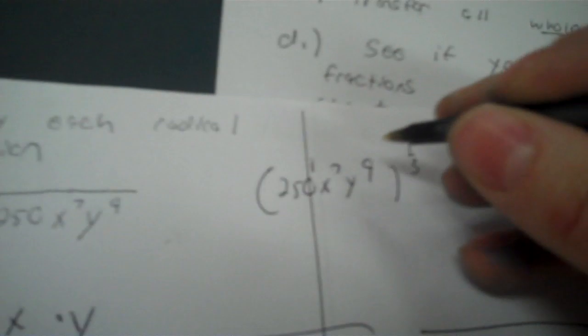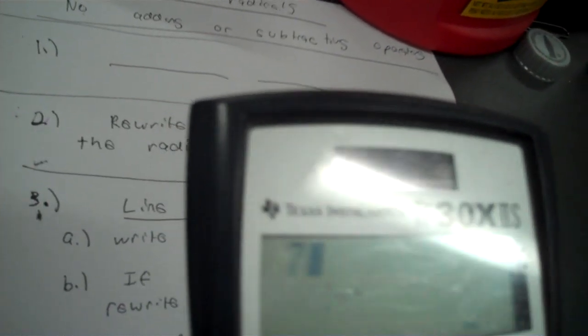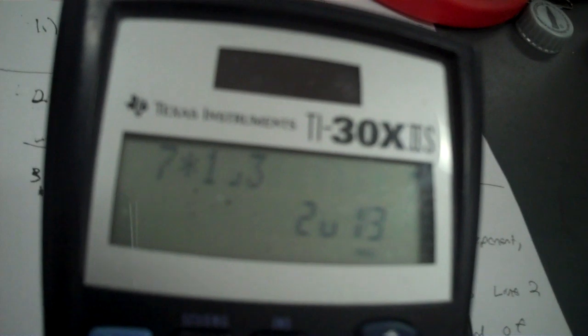1 times 1/3 is 1/3. 7 times 1/3 is 2 2/3. Yup. Or 2 1/3, my bad. 2 1/3. 9 times 1/3 is 3.